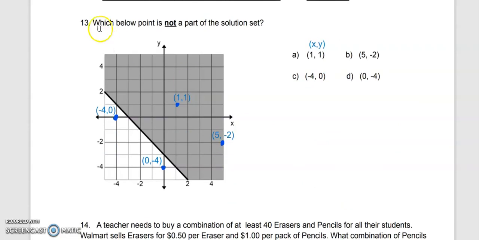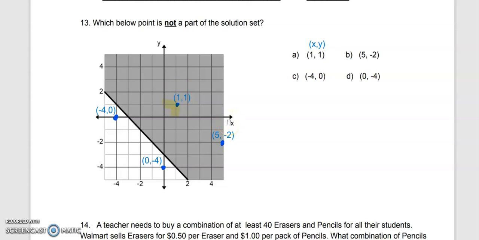Now for number 13, it says which point below is not a part of the solution set. So I have these points right here. In my first point, I have 1, 1. So on my x-axis, I have 1, and on my y-axis, I have 1. And that's how I get this point right here. And it's in the shaded region, so it's going to be a part of the solution set.